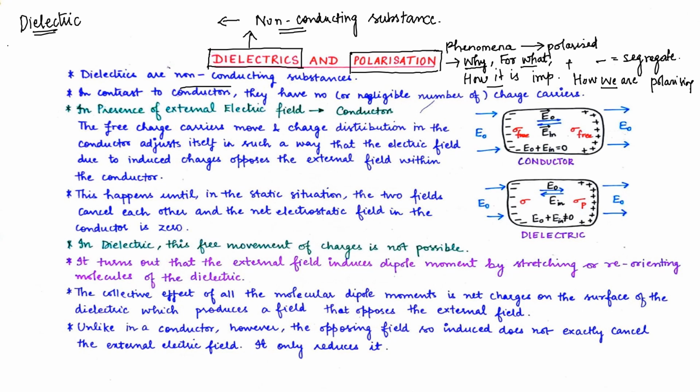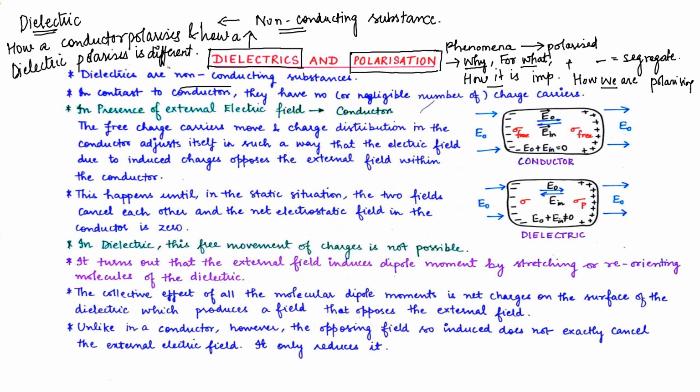So a dielectric and a conductor have similarities in getting polarized, but how they get polarized is different. How a conductor polarizes and how a dielectric polarizes is different. So we will see how this is the difference.